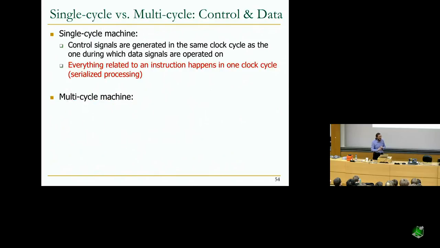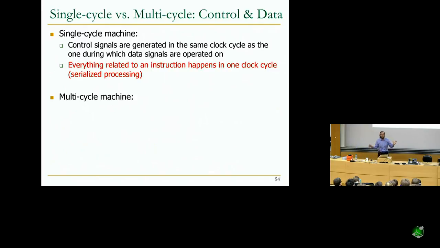Okay, so think about this. In a single cycle machine, control signals are generated in the same clock cycle as the one during which the data path elements operate on the data, which means that everything related to an instruction happens in one clock cycle. So if you need a control signal to operate on the data, you've got to generate it in the same clock cycle. This actually increases your clock cycle time.